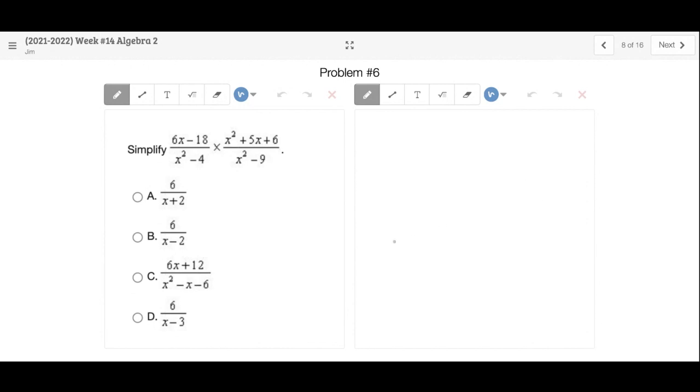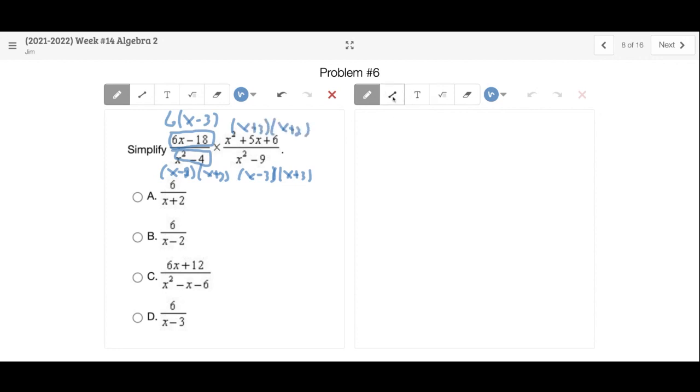I'm looking at this problem. First thing I do is look at each of these separately. So this one here, I'm going to factor out a 6, which leaves me with x minus 3. Down here, that's the difference of 2 squares: x minus 2, x plus 2. Down here, this is also a difference of 2 squares: x minus 3, x plus 3. And up here, 3 and 2: x plus 3, x plus 2.